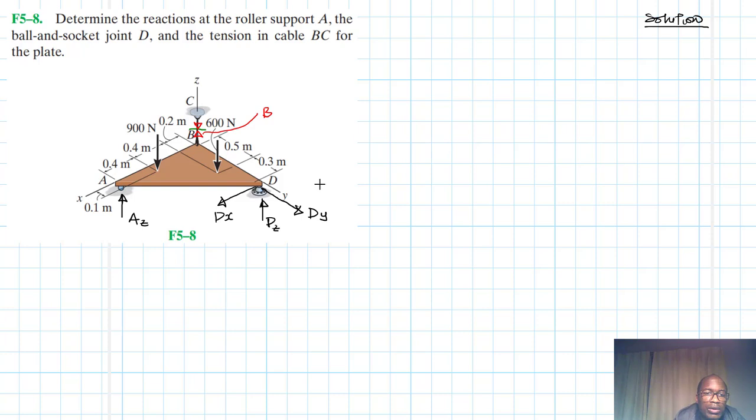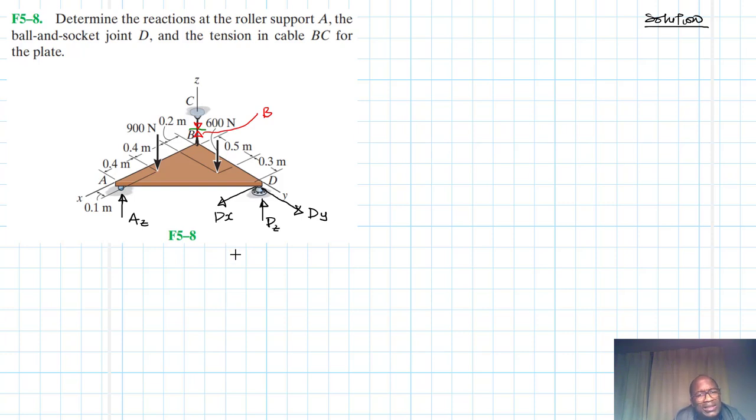Right, so how many unknowns do we have? We have 1, 2, 1, 2, 3, 4, 5. This is a 3D rigid body equilibrium problem. And in 3D, we have 6 equations of equilibrium, right? So here we have 5 unknowns. So we need a minimum of 5 equations to solve these unknowns.